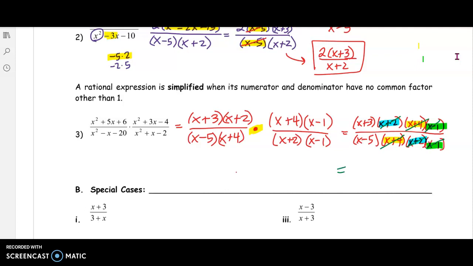Our final answer has an x plus 3 in top and an x minus 5 in bottom. And wow, that gets really simplified. So by factoring first, you're saving yourself a lot of heartache trying to multiply a trinomial times a trinomial, and then factoring afterwards. Factoring first helps you to eliminate a lot of things. So let's look at some special cases.